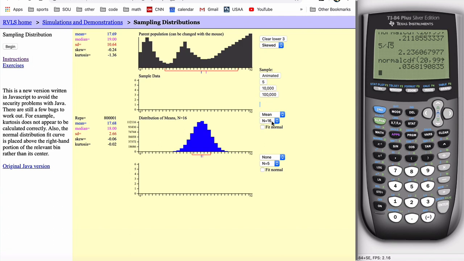Because my sample size, it's 16 in this example, is large enough, it doesn't matter what my parent distribution looks like. My sampling distribution looks pretty good, pretty normal. And you can mess with this. You can make it whatever you want. Doesn't matter. You fill up everything.